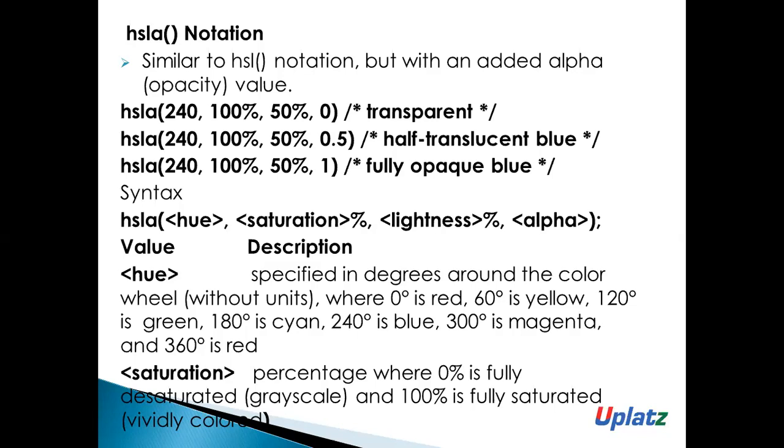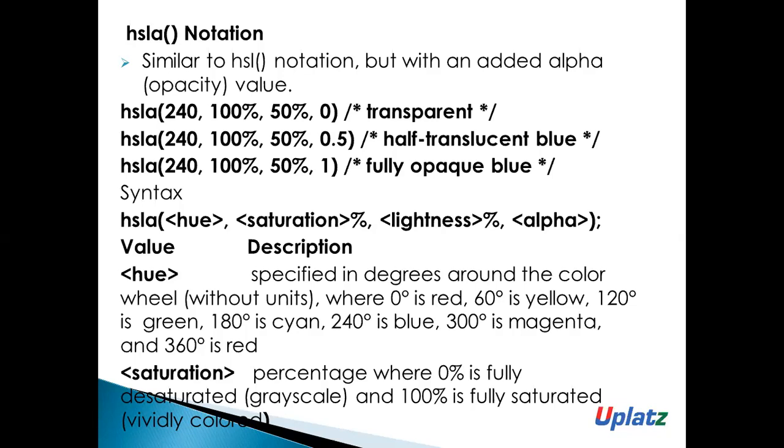So the syntax is hue, saturation, lightness, and alpha. H is for hue, S is saturation, L is lightness, A is for alpha. Now the value and description for that. Hue is specified in degrees around a color wheel, where 0 is red, 60 degrees is yellow, 120 degrees is green, 180 degrees is cyan, 240 is blue, 300 is magenta, and 360 is red. So it is always specified in degrees around the wheel, but without units.